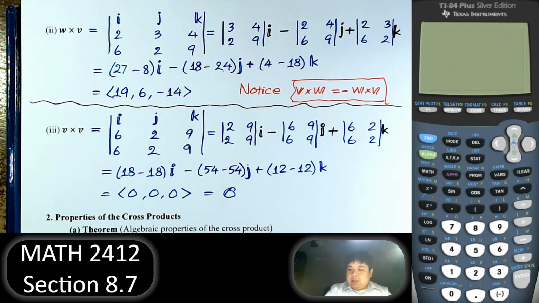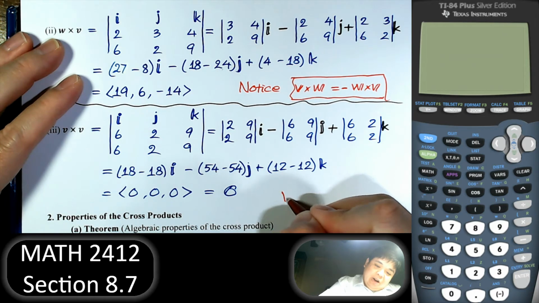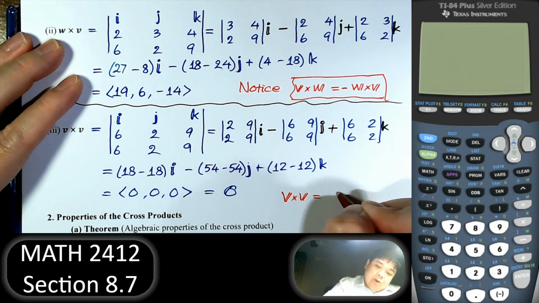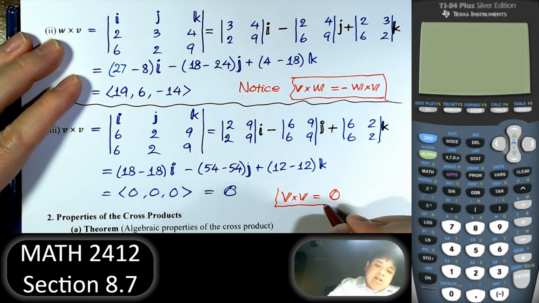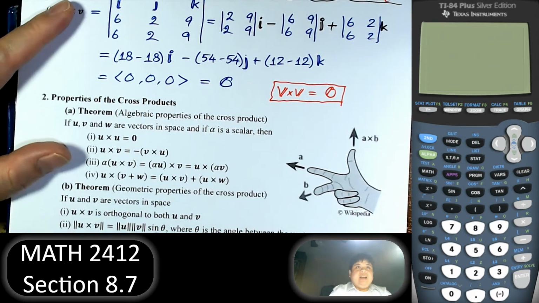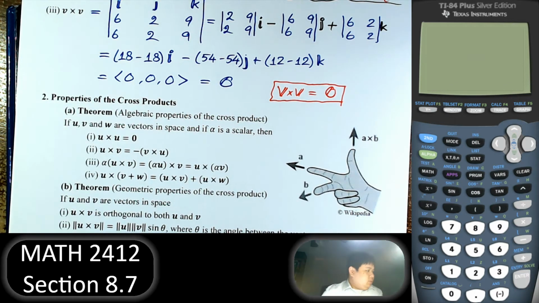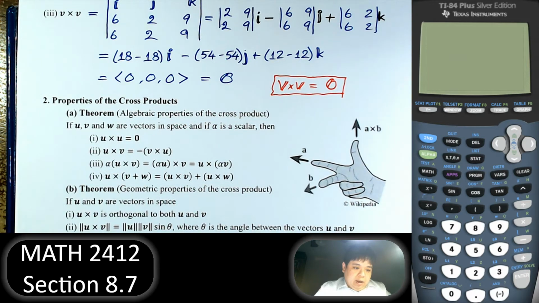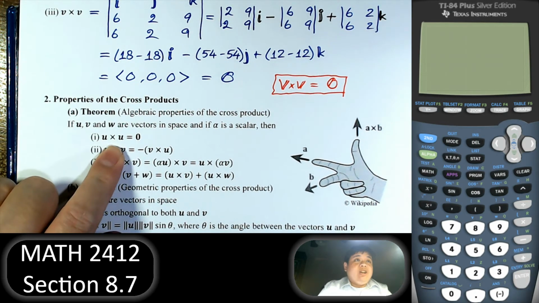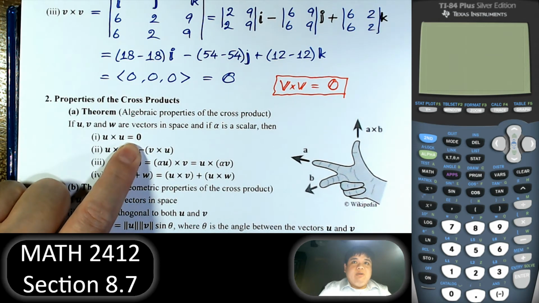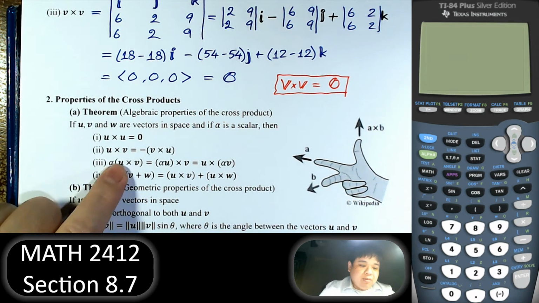So we have another note. Any vector cross with itself is equal to a 0 vector, not a 0 number, because this is a vector product. The product is going to be a vector. Now we have these properties, the algebraic properties of cross product. Any vector cross itself is equal to 0 vector.